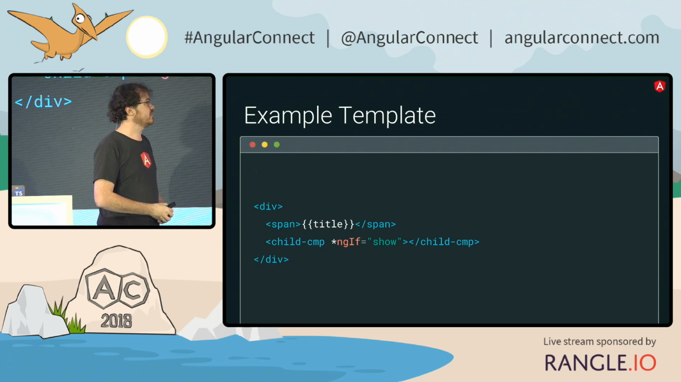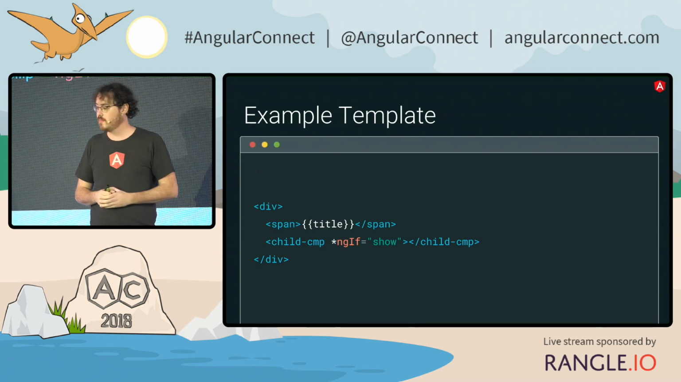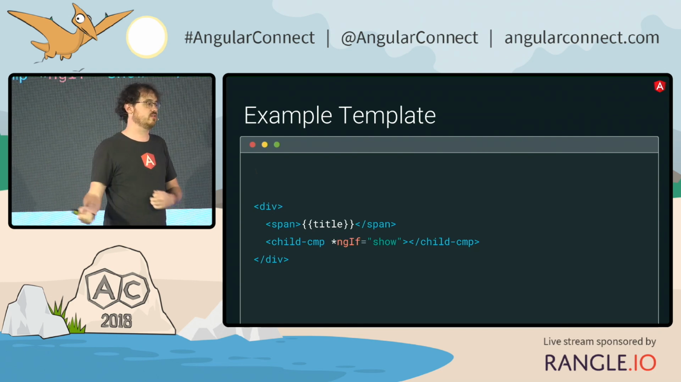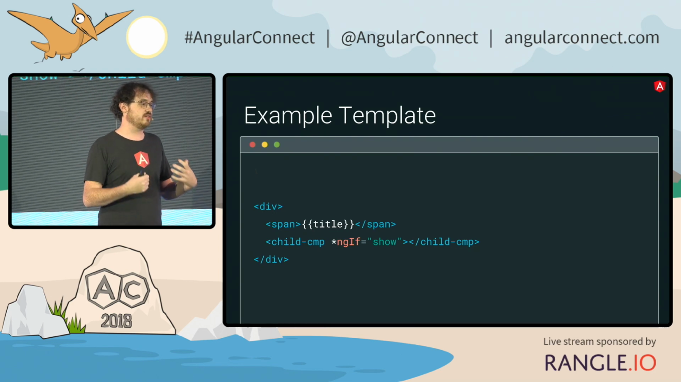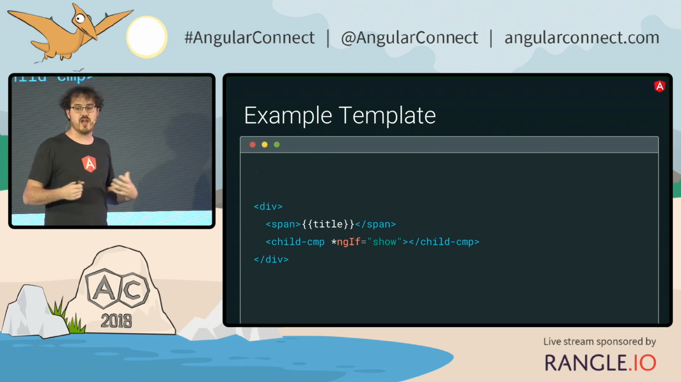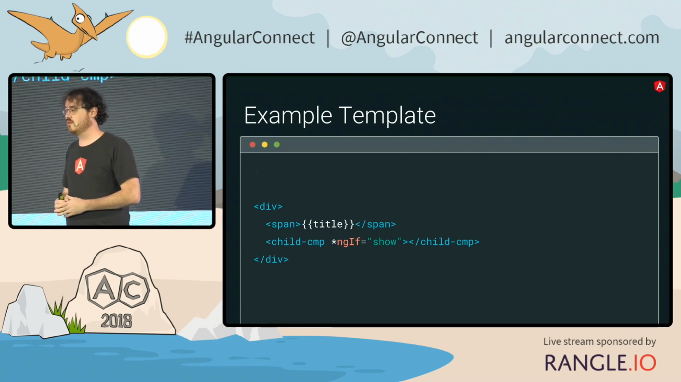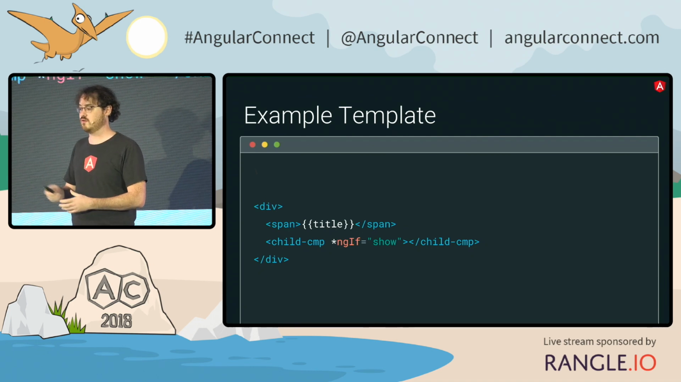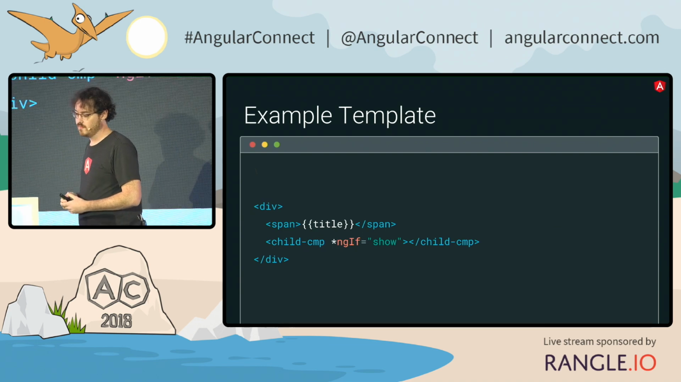And we're going to do that by examining this fairly simple template and see how it gets compiled from template compiler to view engine to Ivy. And this template is a little more complex than just hello world. We've got a couple elements. We have title being interpolated. We have a child component with an NGIF. This is a pretty good example of a typical Angular application using a few of our more common features.